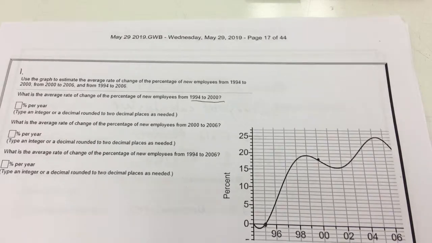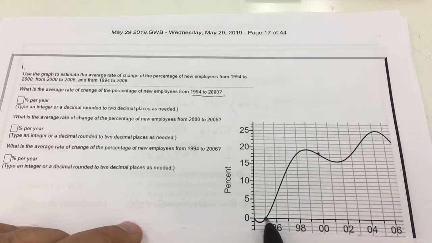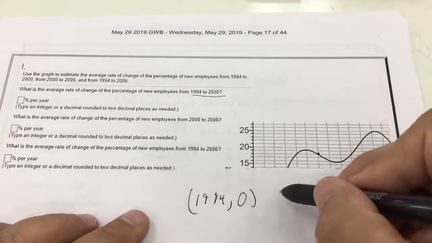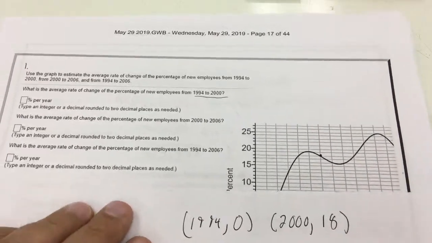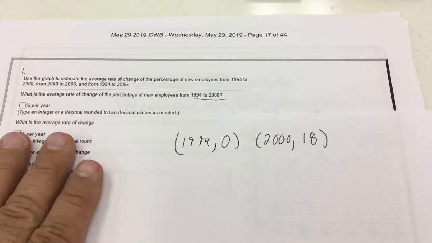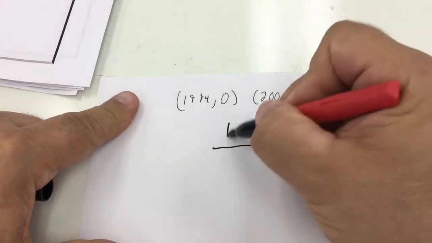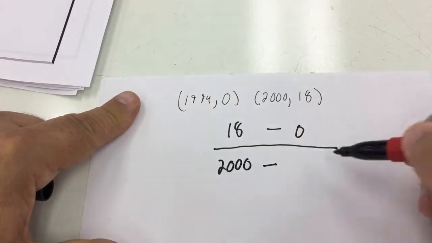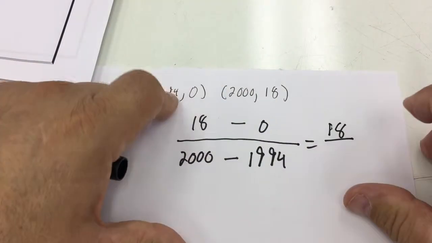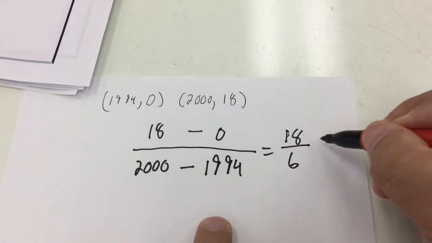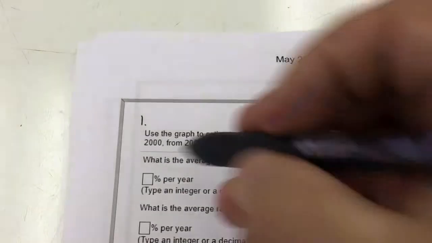So I have two coordinates: 1994, comma, 0, and another coordinate, 2000, comma, and we found that to be, I believe, 18. Average rate of change is the slope between those two points. So I'm going to do the slope formula: y sub 2 minus y sub 1, 18 minus 0 over 2000 minus 1994. That's going to give me 18 over, I believe, 6. So the average rate of change is going to be 3. That's all it's asking for in the first part, 3% per year.